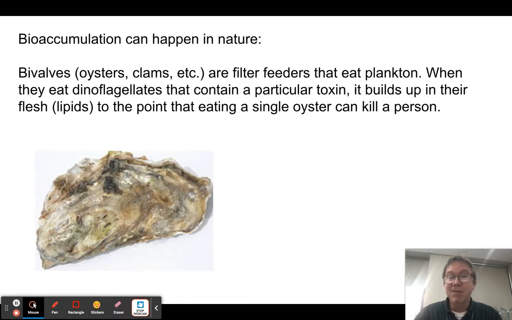It affects central nervous systems, and they don't really have nervous systems, so it doesn't kill them. But if you eat one of them, you'll die. It's not uncommon for people to die from any of these things. But it's not that persistent, so it doesn't accumulate for the oyster's entire life, just for a few weeks during and after the bloom.